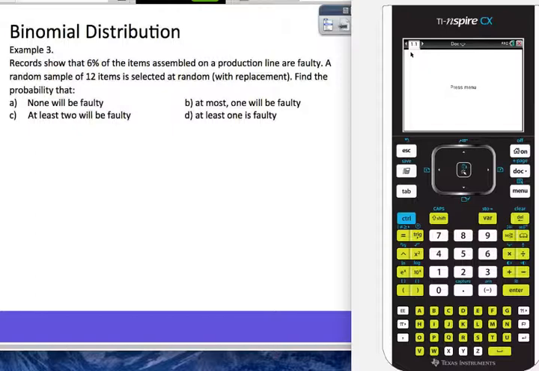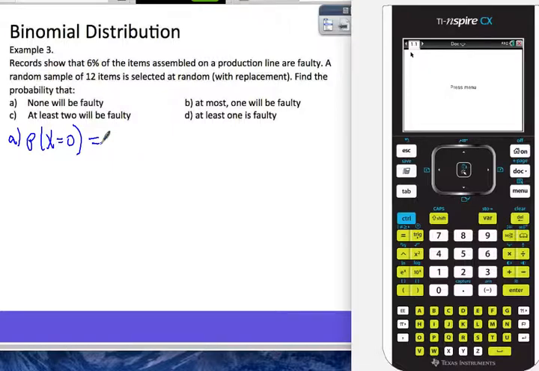All right, so using our probability notation, we actually want to find the probability that the discrete random variable x equals 0. So again, in this case, the event x is that there are no faulty, all right? Or the probability of an item being faulty.